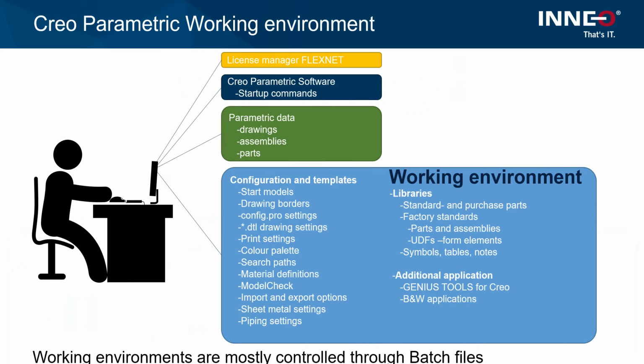So in a typical working environment with a CAD system, you normally have a licensed server. If you're using a program like Creo, you'll have startup commands that will allow the user to start Creo with different licenses, and you'll have your parametric CAD data. So this could be drawings, assemblies, parts, and you'll also most likely have your standards where you've got your start models, drawing borders, your different config settings, your drawing setup files, your printing options, materials, library items, all the typical things you would have in your standards that people need to access to use the software.